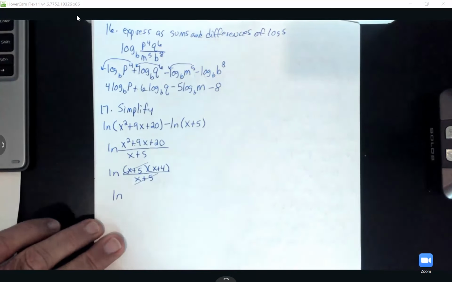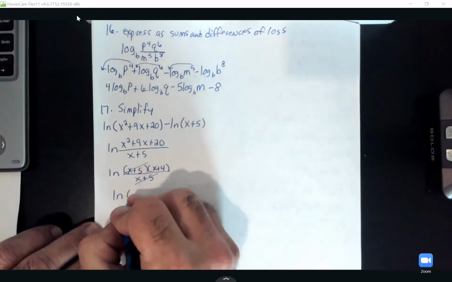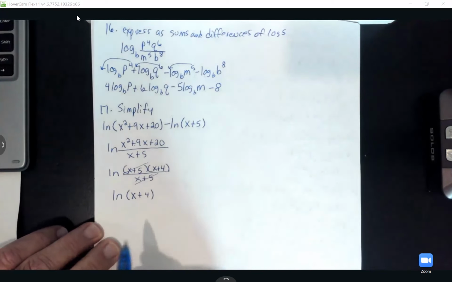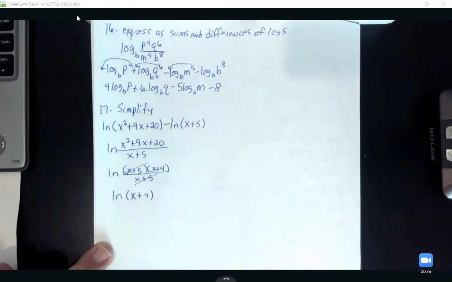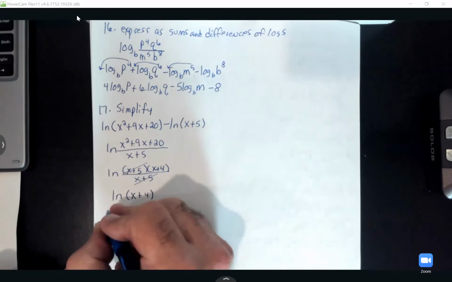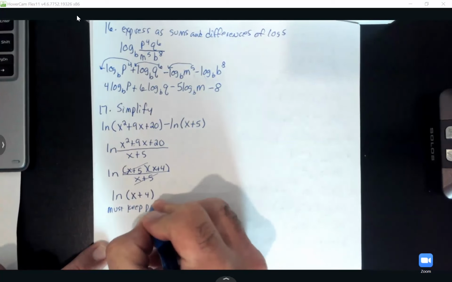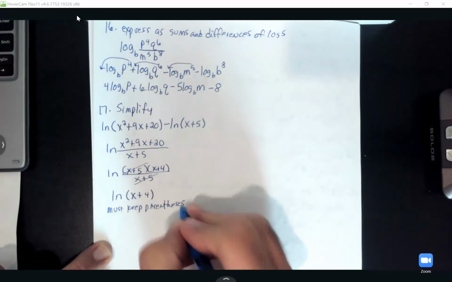Now, y'all, on this problem it is very important that we keep that x plus 4 in parentheses when we write our answer, because the ln has to affect everything. And if you don't put parentheses, MathLab will mark those wrong, okay? So you must keep parentheses. Okay?